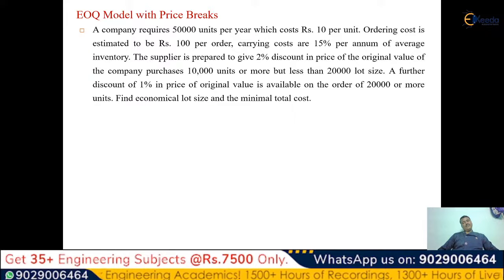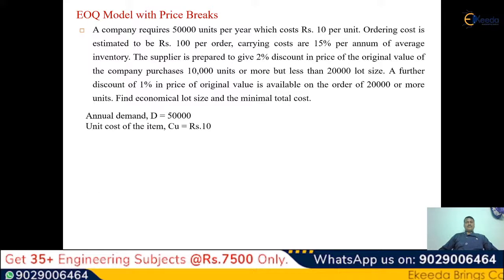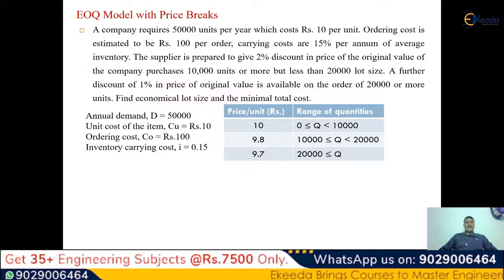Again, here we are given a 2% discount on the original price for purchases of 10,000 units or more, but less than 20,000 lot sizes. A further discount of 1% on the original price is available on orders of 20,000 or more units. Now, utilizing this, we need to find out the economical lot size and minimum total cost. Whether purchasing the 20,000 lot size with the 1% discount will give us a better minimal total cost.